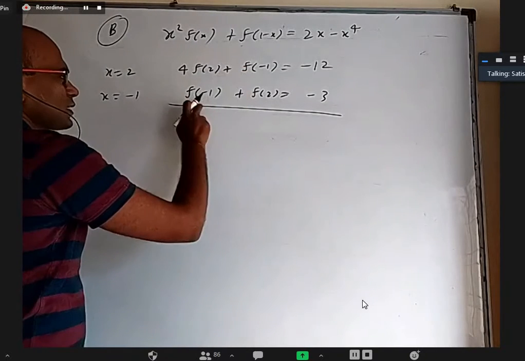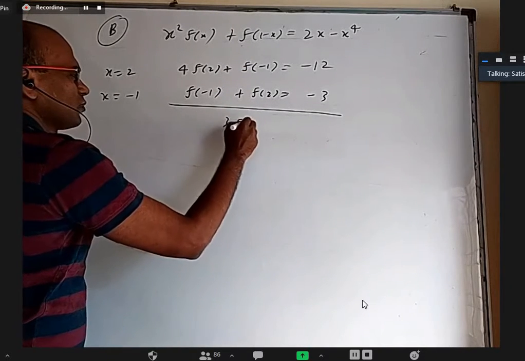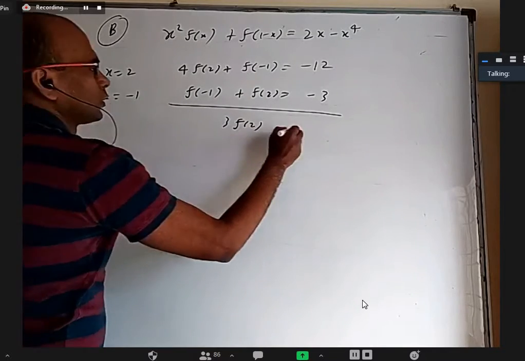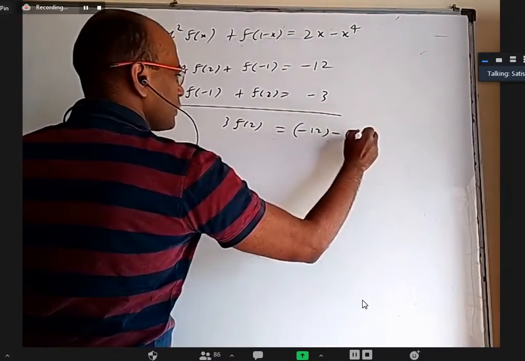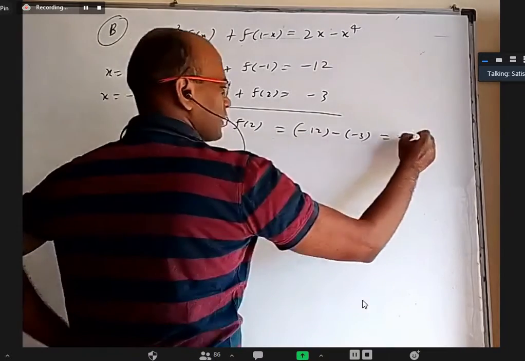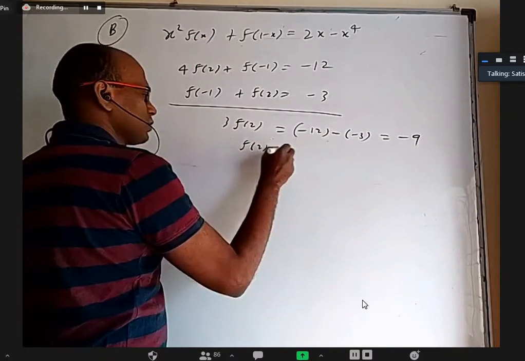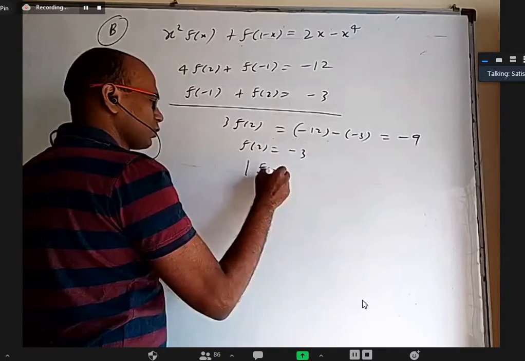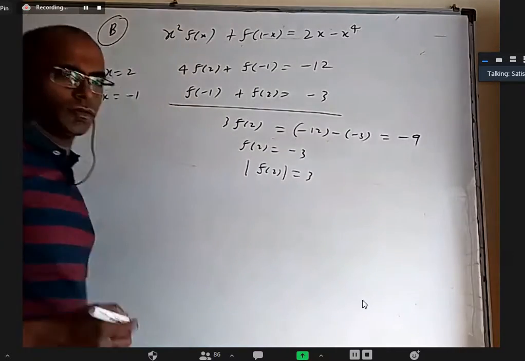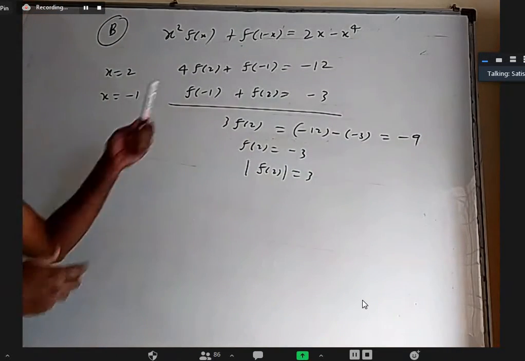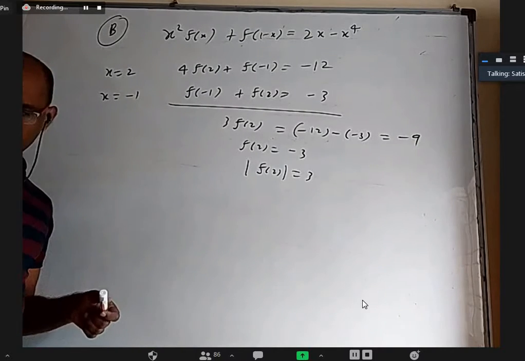F of minus 1 will cancel. I will get 3 f of 2 equal to minus 12 minus minus 3, which is minus 9. So f of 2 is minus 3. So mod f of 2 is plus 3. Okay, if you want to know what f of x is also, we would have found it by the earlier method, but it may take a little time.